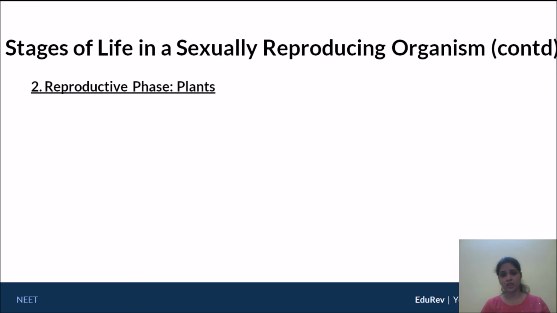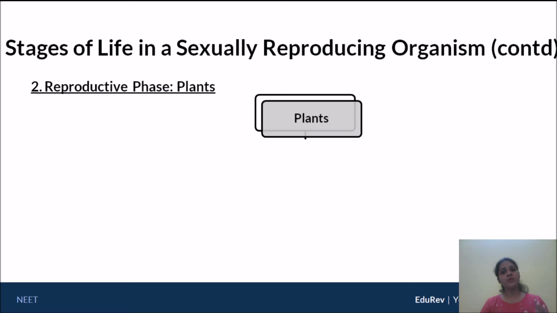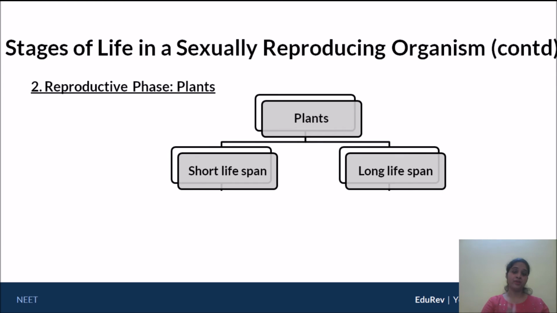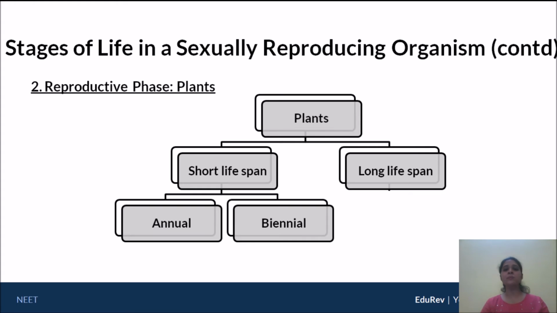Now, coming to reproduction in plants. So we said that we're going to study them separately. When we study reproduction in plants, first of all, let us try to understand lifespans of plants. We can divide plants into those that have shorter lifespans and those that have longer lifespans. Generally speaking, plants with shorter lifespans, you can put them in two categories. One is called an annual and the other is called a biennial. Now, what is the difference between these two?